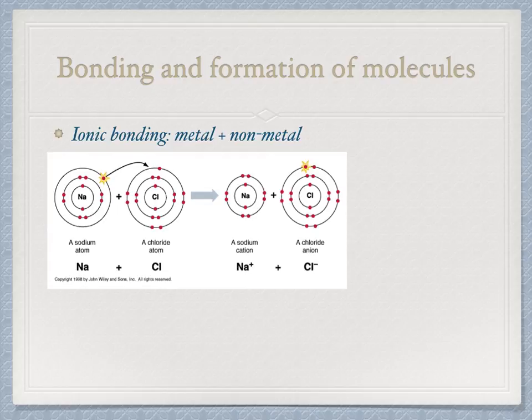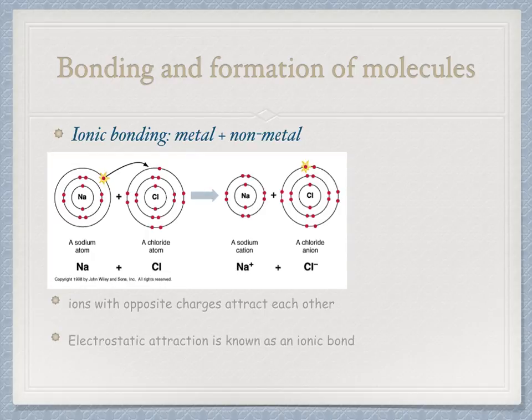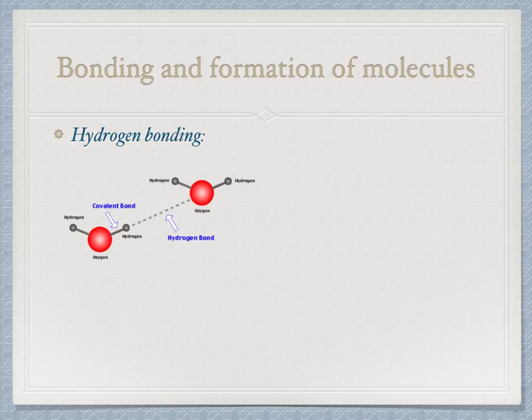Now these two attract one another. Ions with opposite charges attract each other, and these electrostatic attractions are known as ionic bonds. Ionic bonds are weaker than covalent bonds, but they are stronger than hydrogen bonds.